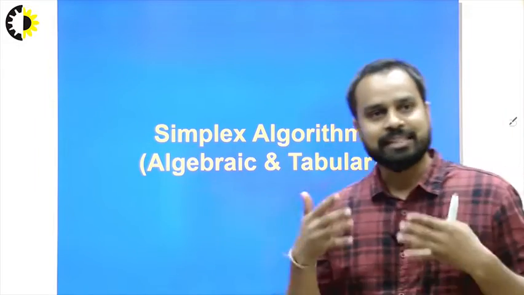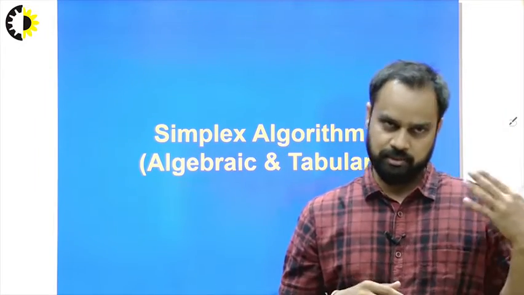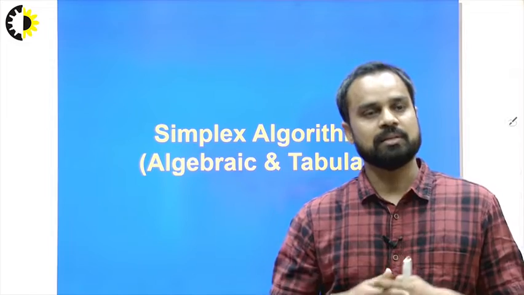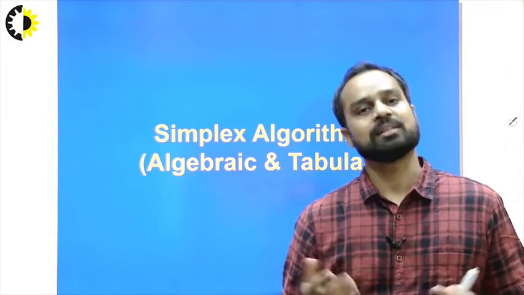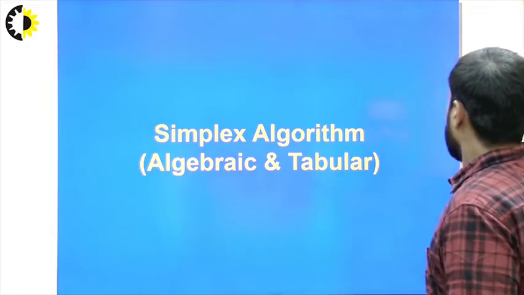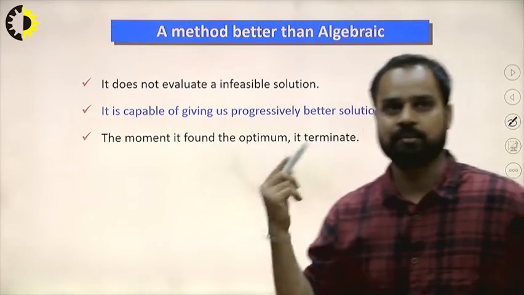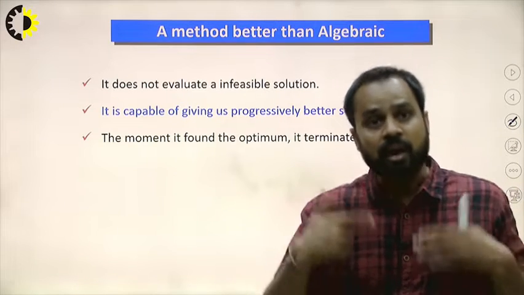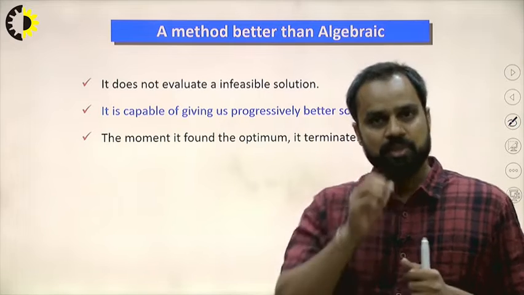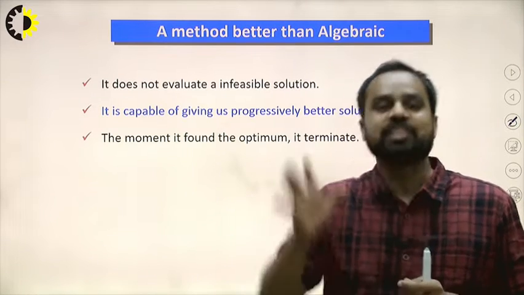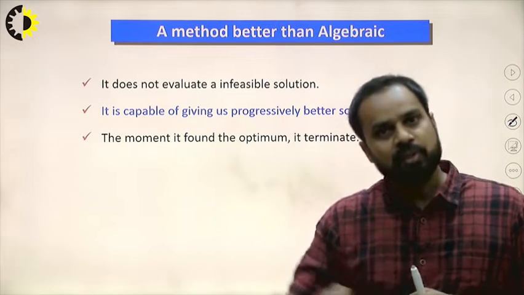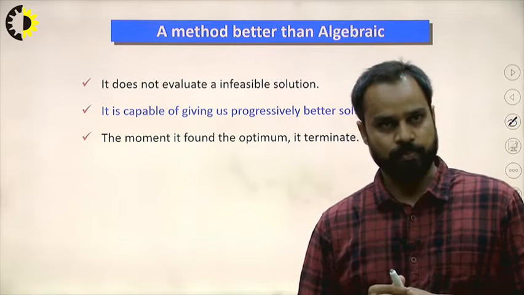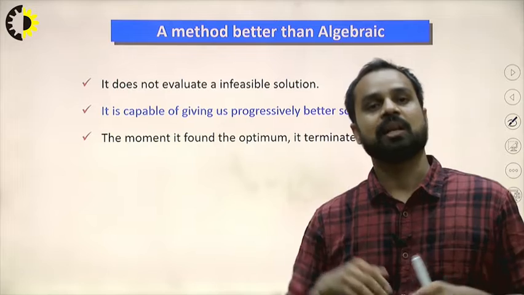So I am considering the same example I considered last day for the graphical method as well as for the algebraic method. The same example I am considering to understand the concept of the simplex algorithm, right? It is a method better than the algebraic, it does not evaluate infeasible solutions. We always start the simplex method from an initial basic feasible solution, and then move towards improvement of that basic feasible solution. So there is no infeasible region, just like in the algebraic method.